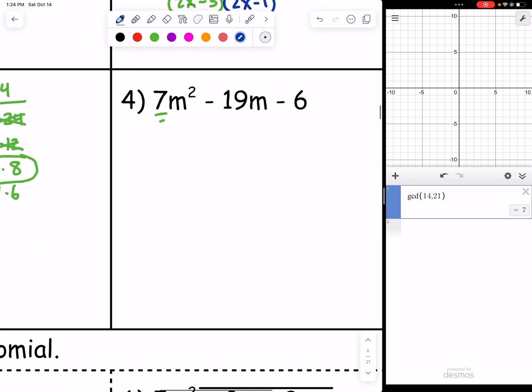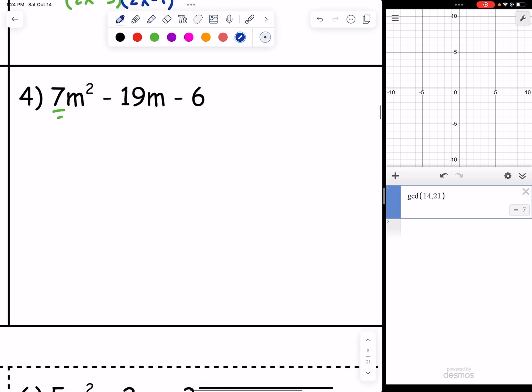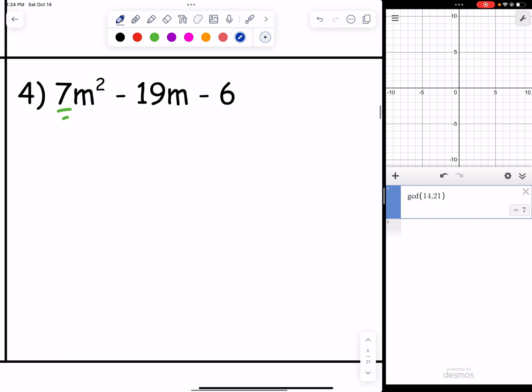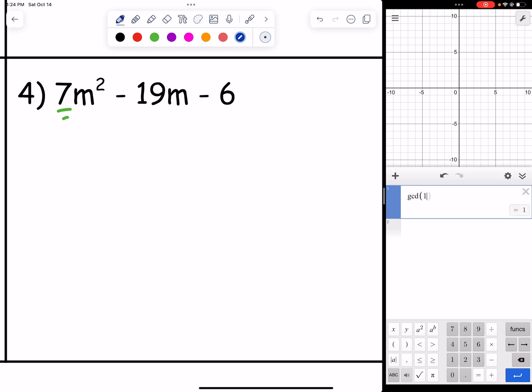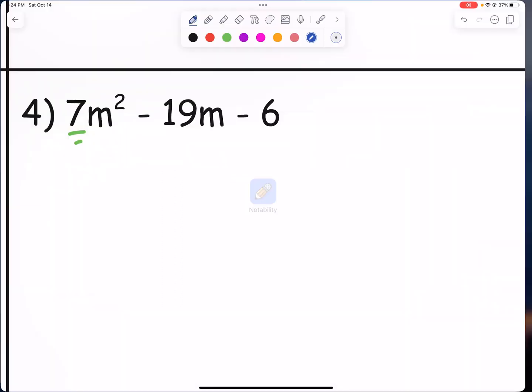Let's look at one more good example of trinomials where a is not equal to 1. So 7, 19, and 6. Again, there's no greatest common factor. We could use Desmos to check and make sure, but 7 is a prime number, so it won't work unless 7 were to divide into the other numbers, which it would not. All right, so we've checked all that out.